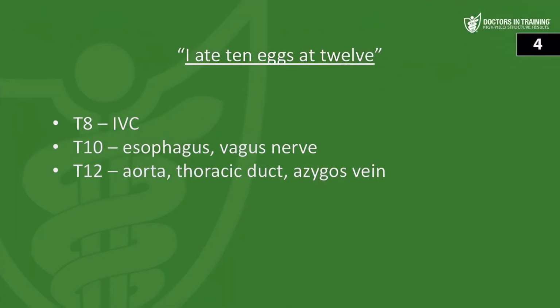First question here, what structures traverse the diaphragm and at what vertebral level do they pass? So remember that mnemonic, I ate 10 eggs at 12. So I8 is the IVC passing through it at T8. 10 eggs at T10, you have your esophagus and your vagus nerve. At 12, so at T12, you have your aorta, your thoracic duct, and your azygous vein.